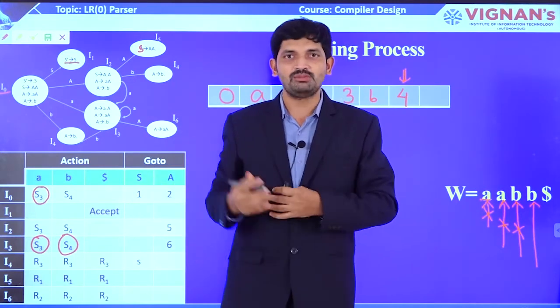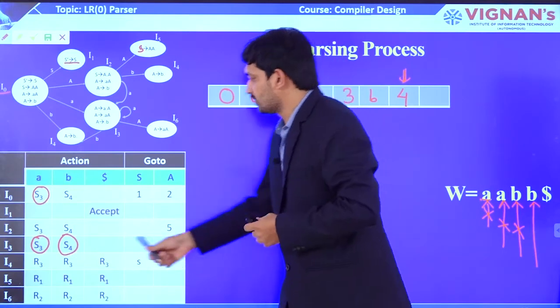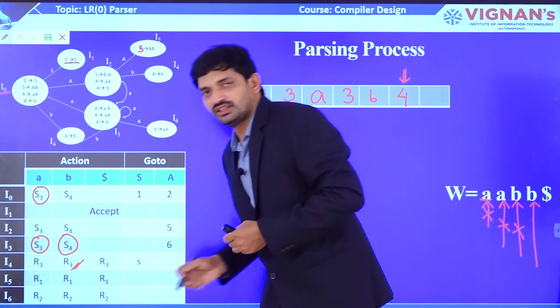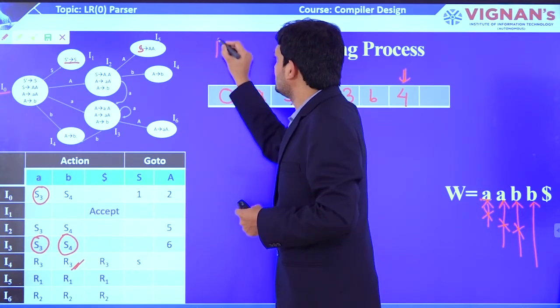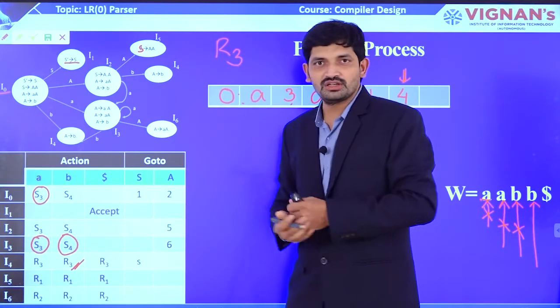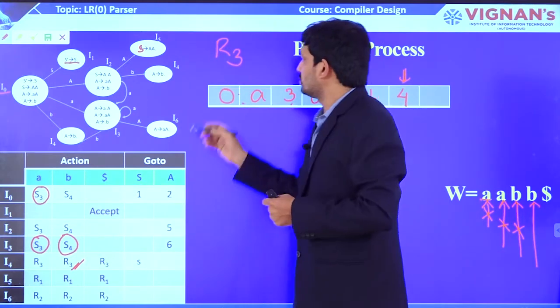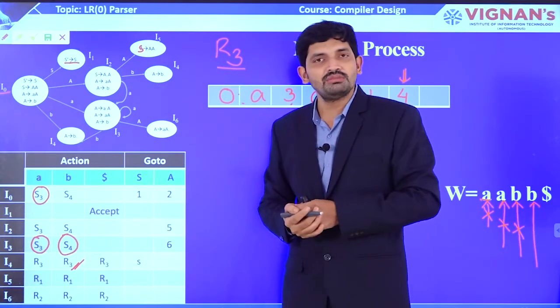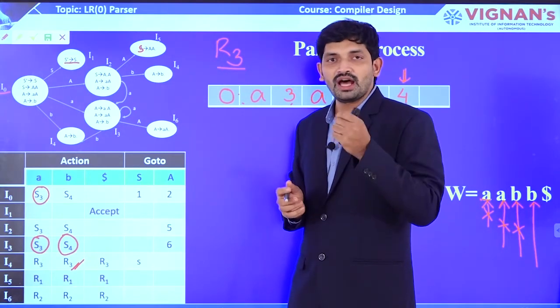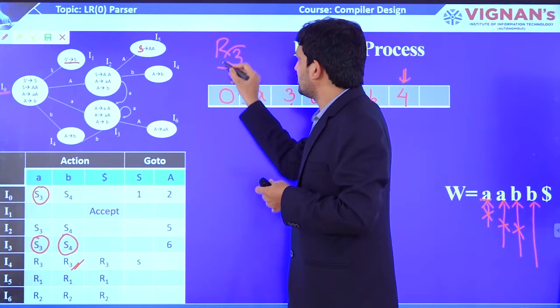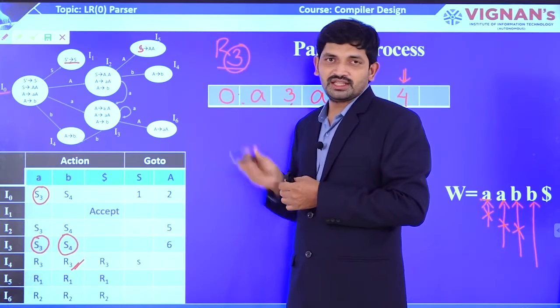Now go to the parse table and check what is 4 on b. So now 4 on b is, you can see here, R3. R3 means it is a reduce operation. R means reduce operation. S means shift operation. So here it is R3. What is the meaning of R3? That means now I have to perform the reduce operation, but depending upon the production number 3 in the given grammar.